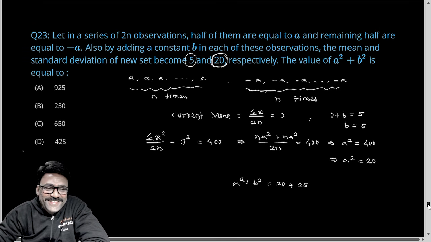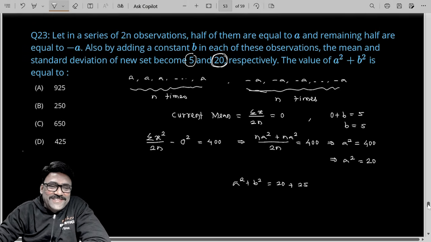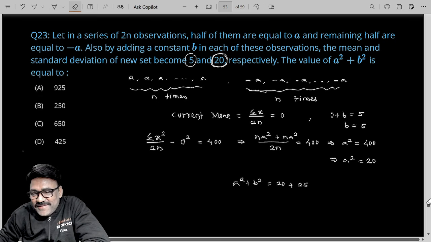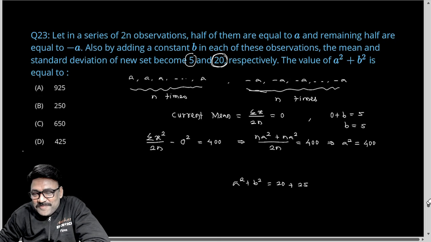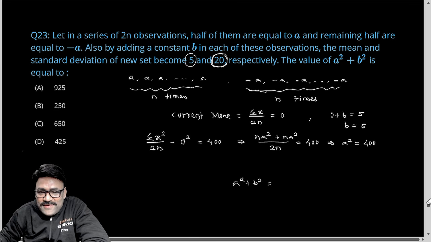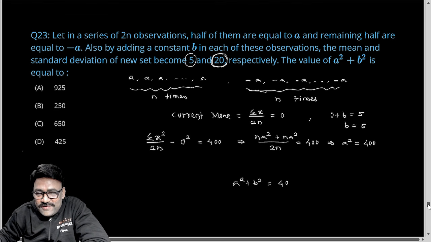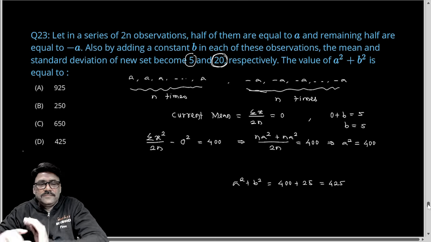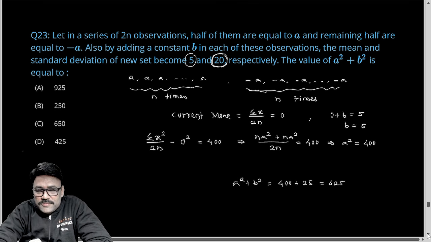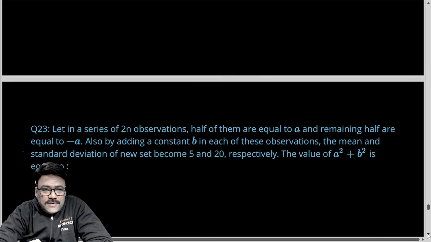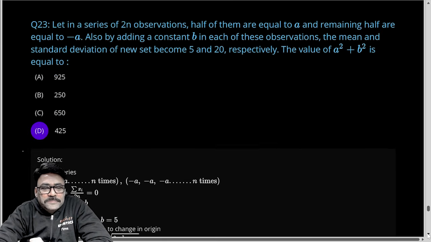My mistake. Actually, it's my mistake. A square is 400 only. Why did I write a square as 20? A square is 400, and I need a square only. So my mistake. A square is 400, and b square is 25. So it is 425. Means option D is the correct answer. I think my mind is getting tired.